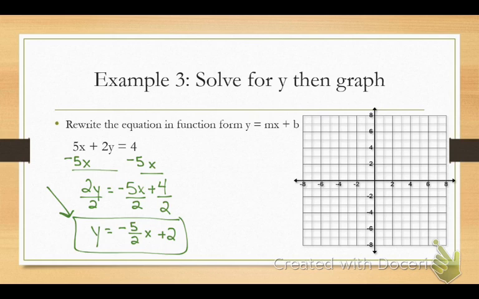Do you understand? All right, 7 questions for homework. Remember number 25. You only need to get the equation in function form. All right, and that's it.